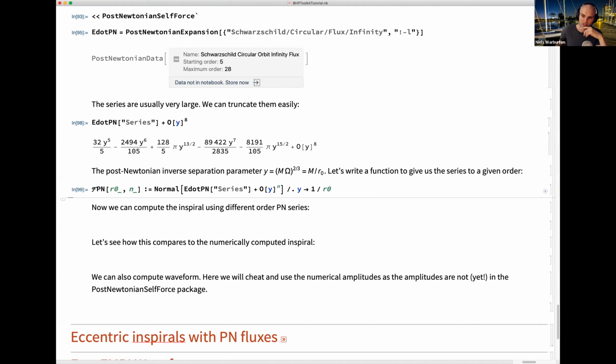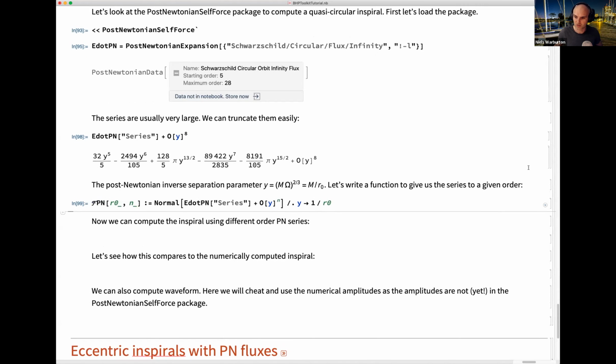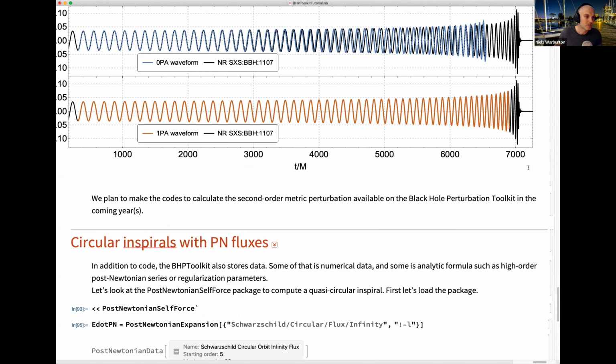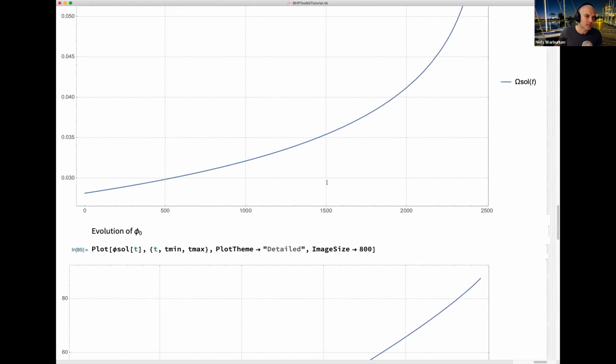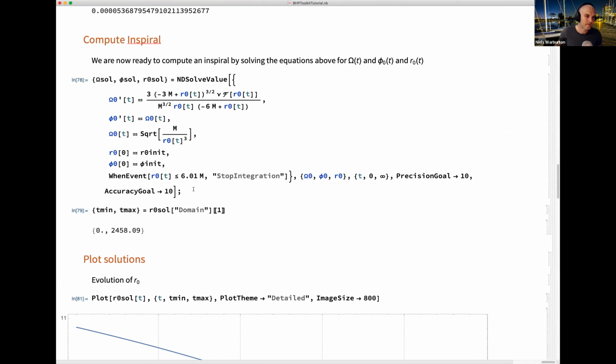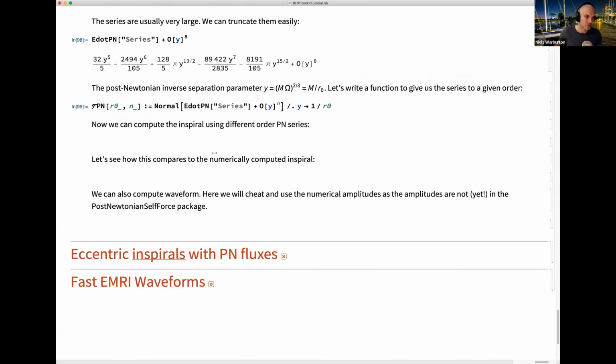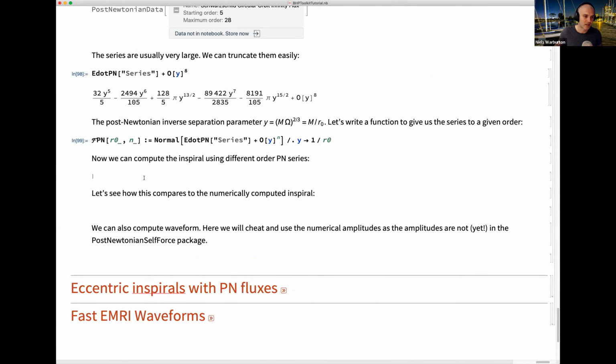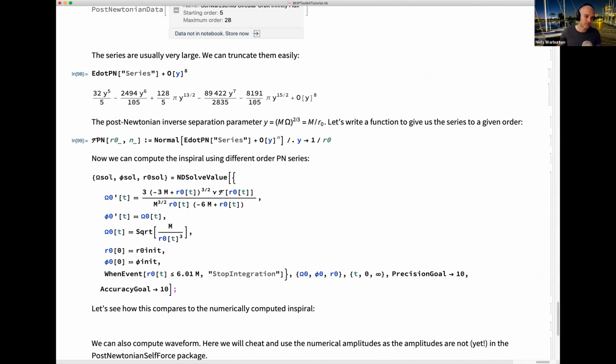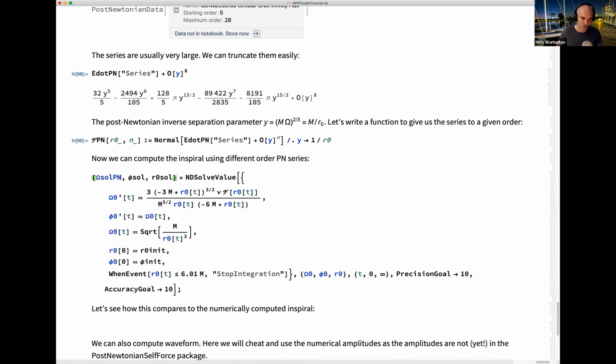Okay, so once again, what I'll do, if it's easiest to show, I'm just going to use exactly the same code I used before. But instead of computing an inspiral using the numerically computed flux, we'll compute it using a post-Newtonian computed flux. So here we'll replace these with PN. My flux is now flux PN, but nothing else is going to change.